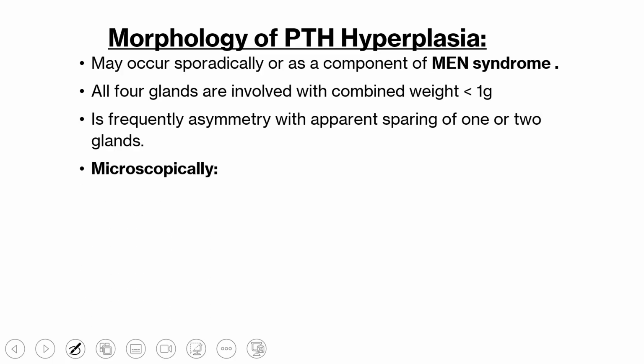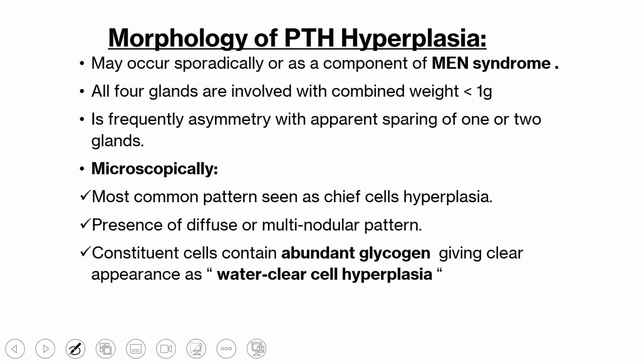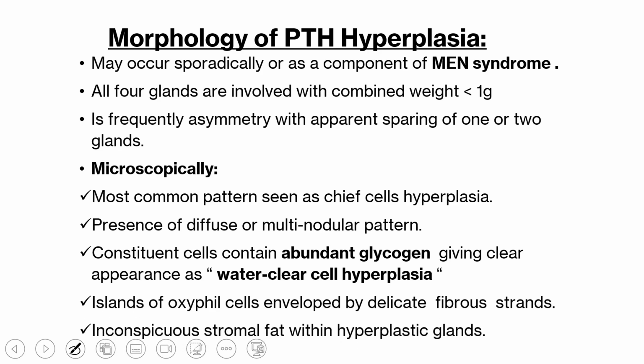glands. Microscopically we can see there is a chief cell hyperplasia and a diffuse or multinodular pattern of growth is present, and similarly there is abundant glycogen which gives a clear appearance, that is what we call clear cell hyperplasia, and islands of oxyphil cells enveloped by delicate fibrous strands can also be seen, and similar to the parathyroid adenoma, here there is also inconspicuous stromal fat with hyperplastic glands.